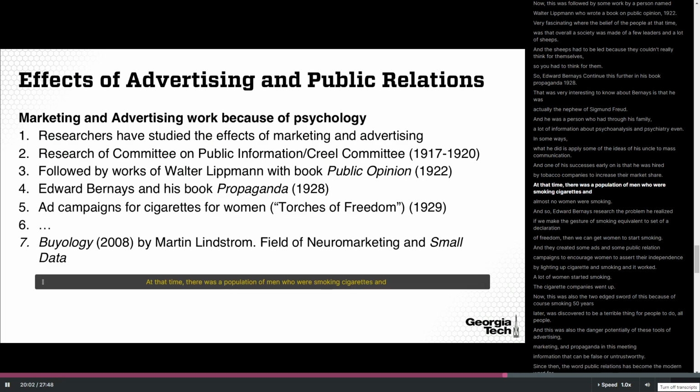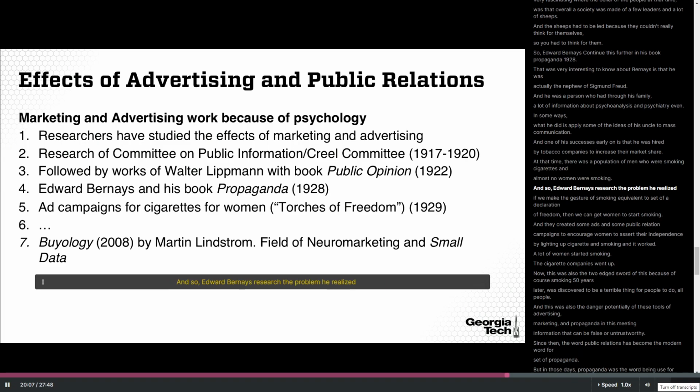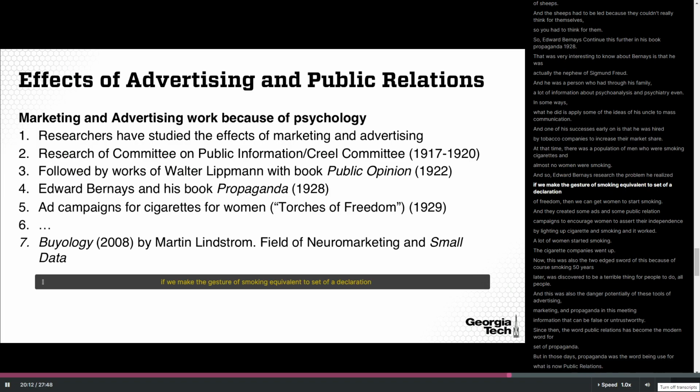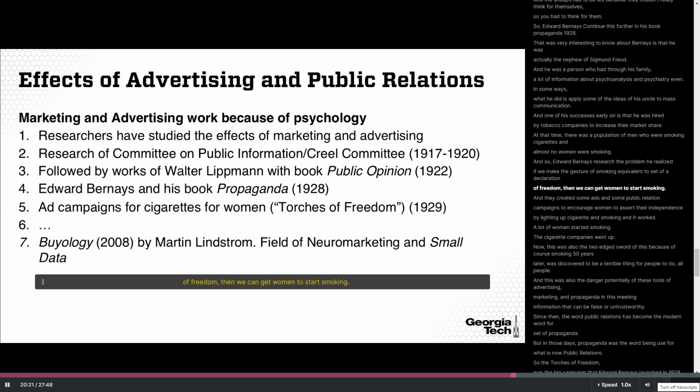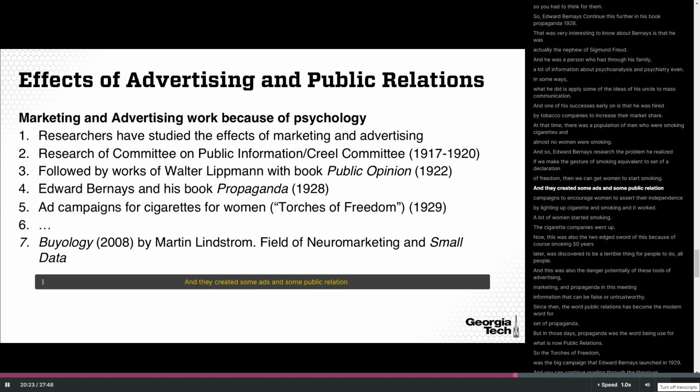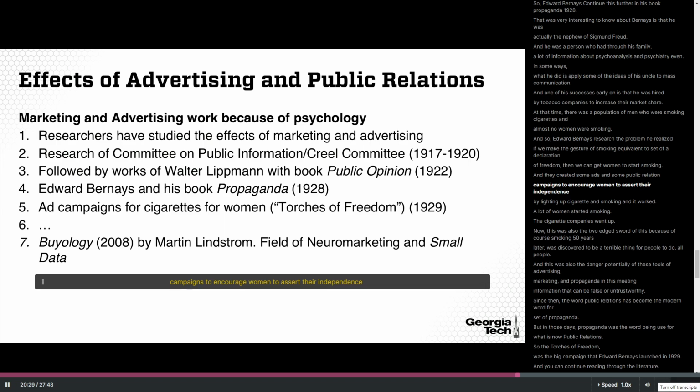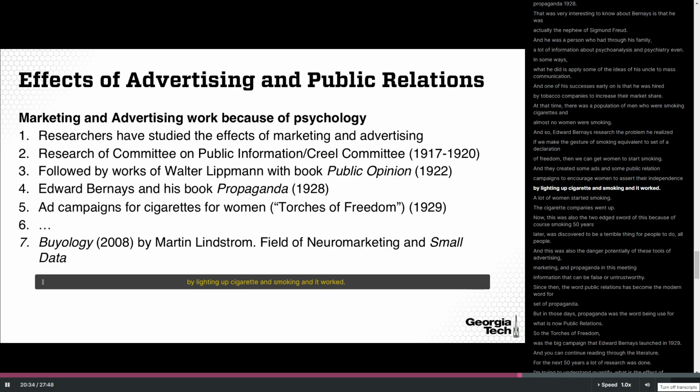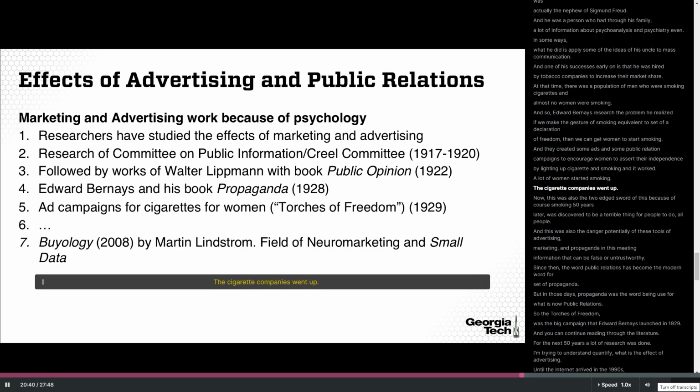At that time, there was a population of men who were smoking cigarettes, and almost no women were smoking. And so Edward Bernays researched the problem and realized, if we make the gesture of smoking equivalent to sort of a declaration of freedom, then we're going to get women to start smoking. And they created some ads and some public relation campaigns to encourage women to assert their independence by lighting up a cigarette and smoking. And it worked. A lot of women started smoking. The cigarette companies went up.